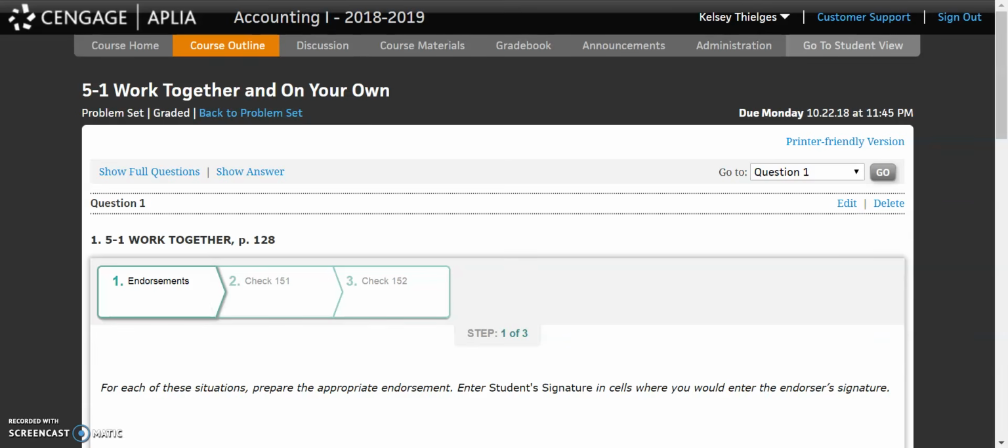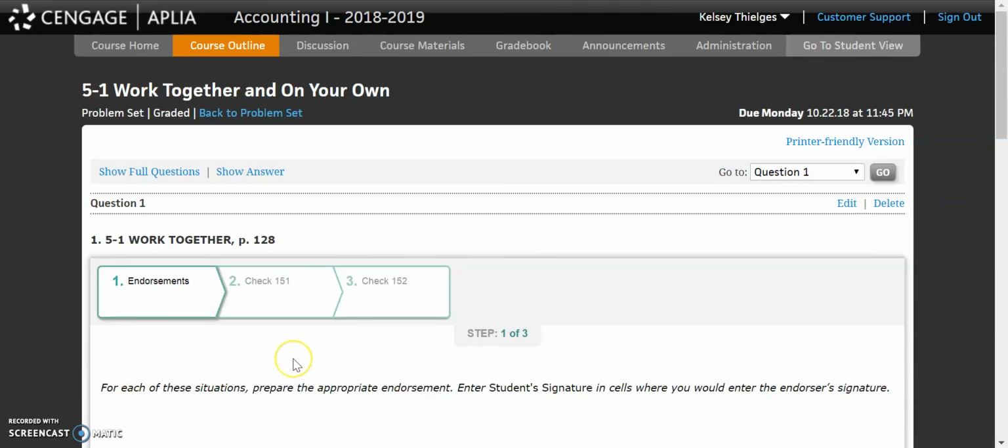All right, accounting one kiddos, let's get started on our 5-1 work together. As I said in our lecture, chapter 5 diverges a little bit into the banking realm of accounting. So the first part of our 3-step problem today is to do the endorsements, and then we're going to write out a couple of check stubs and checks in steps 2 and 3.